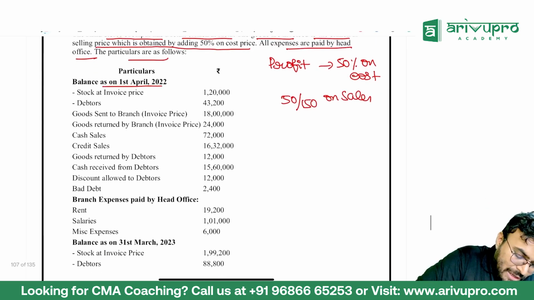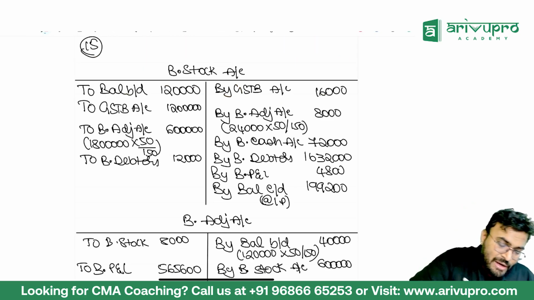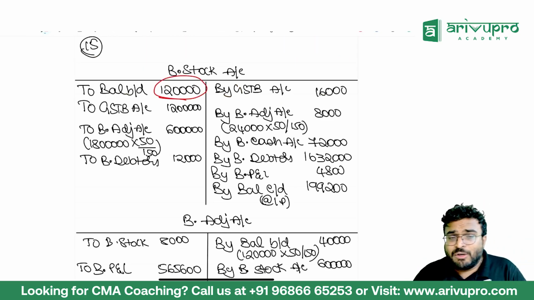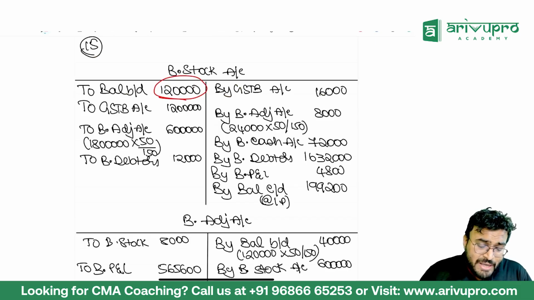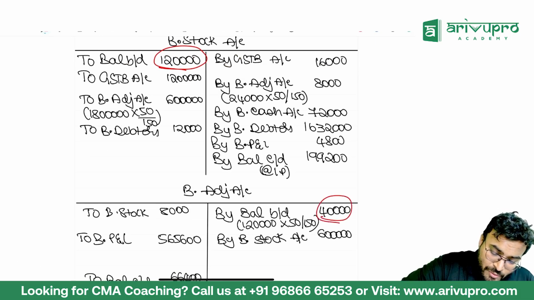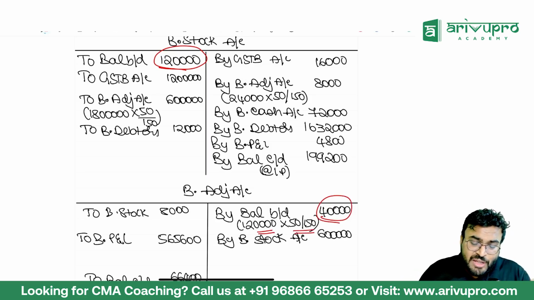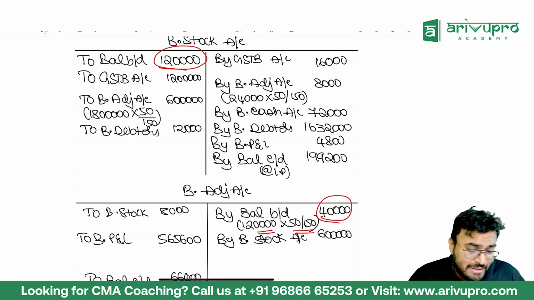Now opening balance, stock at invoice price 1,20,000. So you will go and write to balance brought down 1,20,000. Because this is at invoice price, adjustment account should have the balance brought down. So see over here, 1,20,000 into 50 by 150. On invoice price 50 by 150, 40,000 is the opening balance.